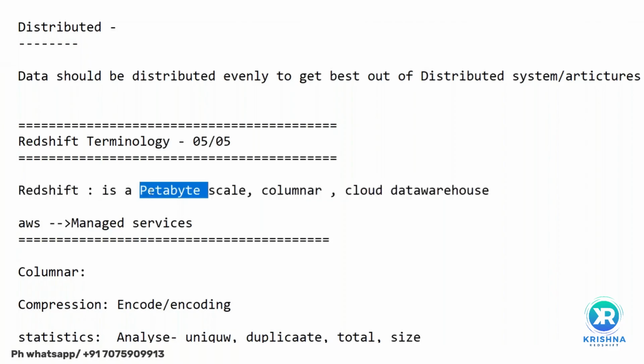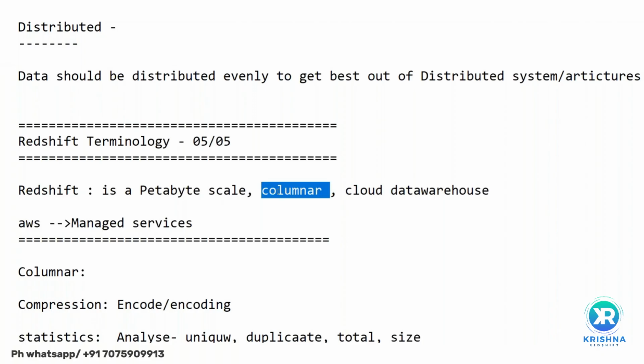Petabyte. Thousands of TBs are called petabytes, so they mentioned it in the definition itself. Redshift is petabyte scale, meaning it can store thousands of terabytes. A thousand terabytes is 1 petabyte. So, multiple petabyte scale columnar cloud data warehouse.